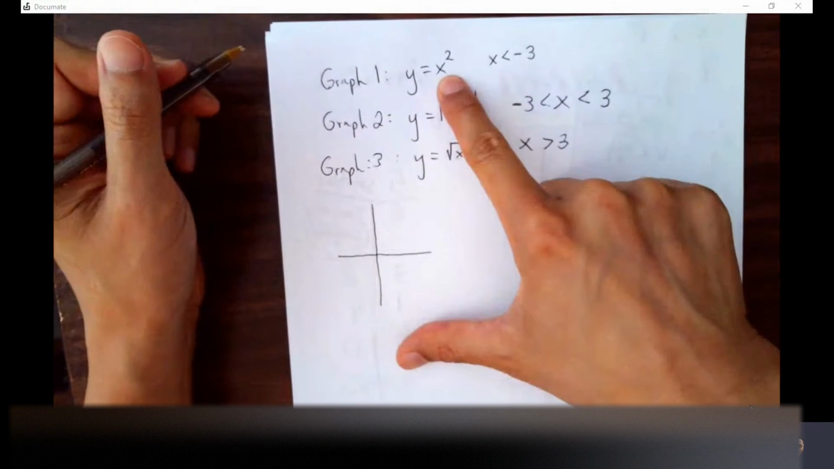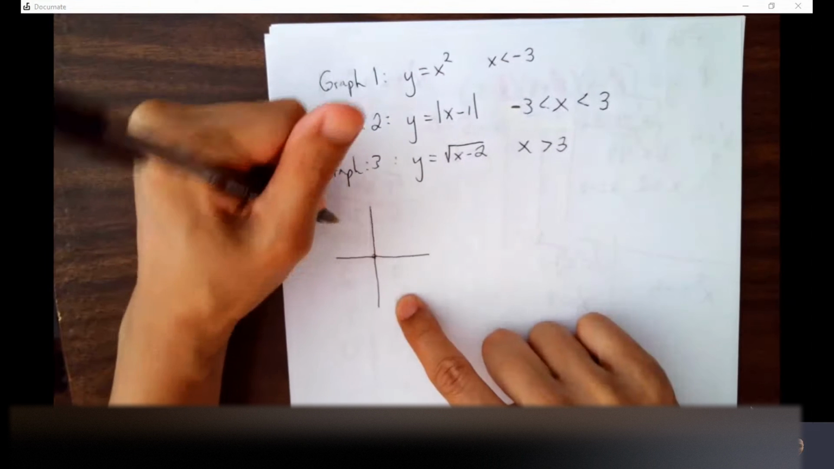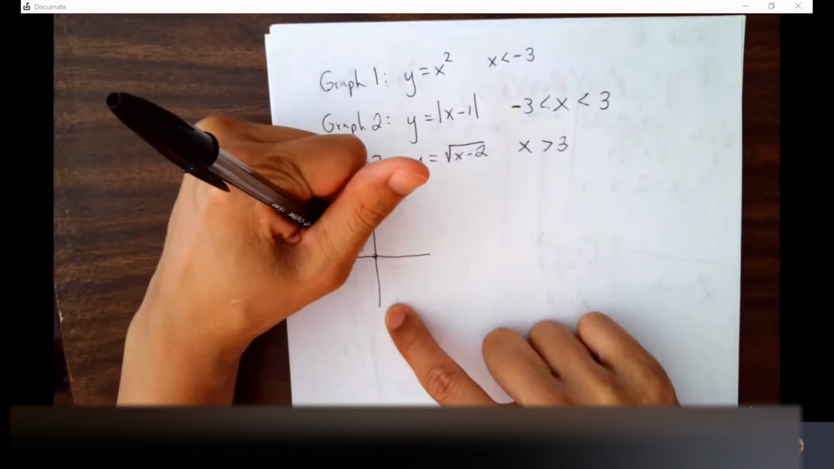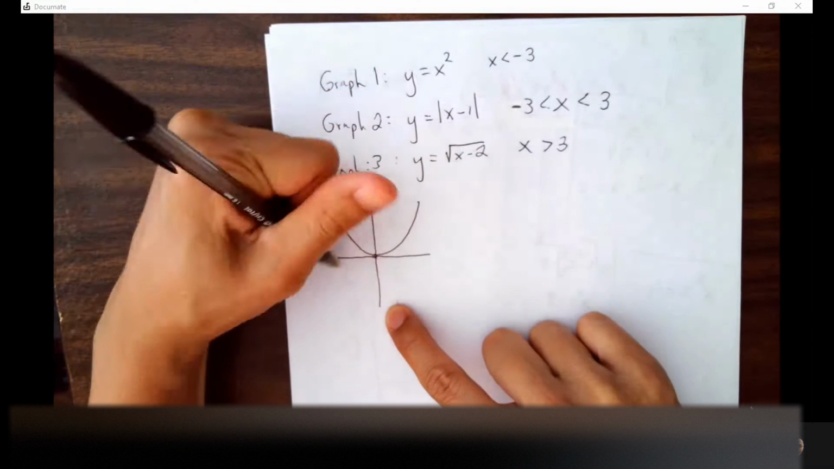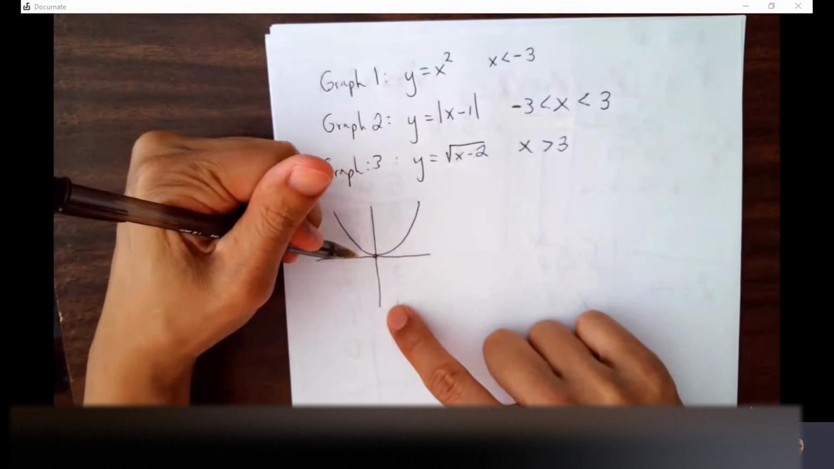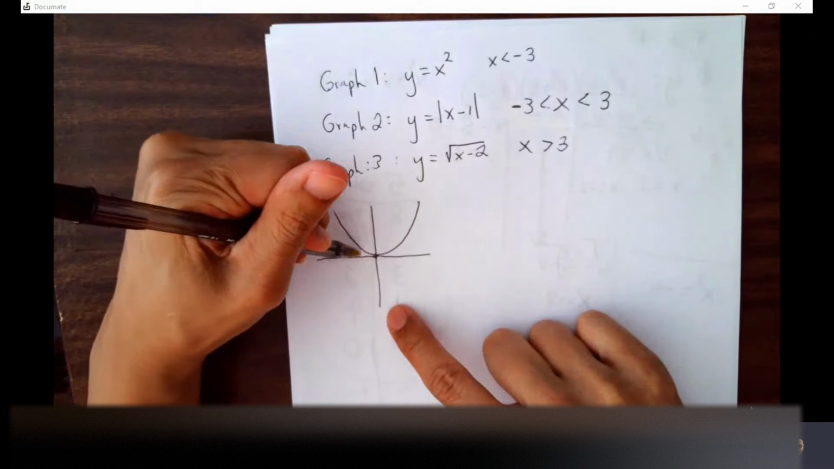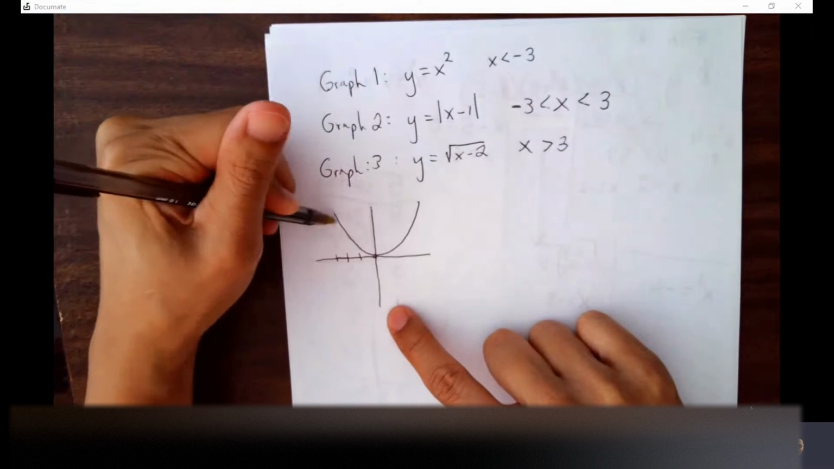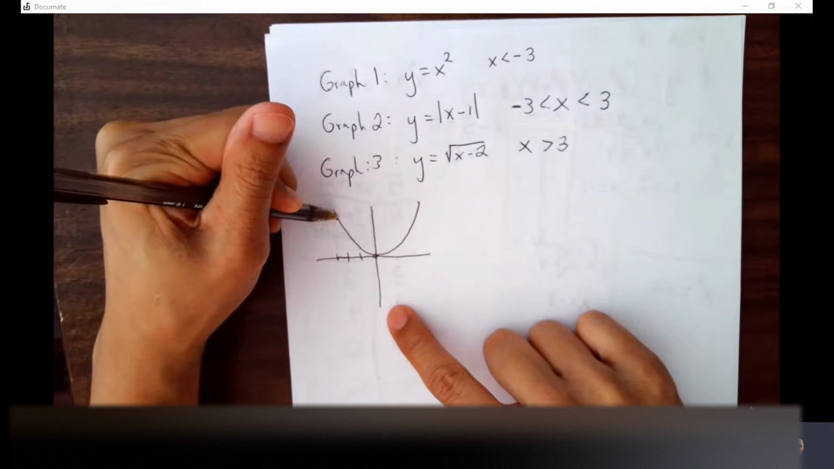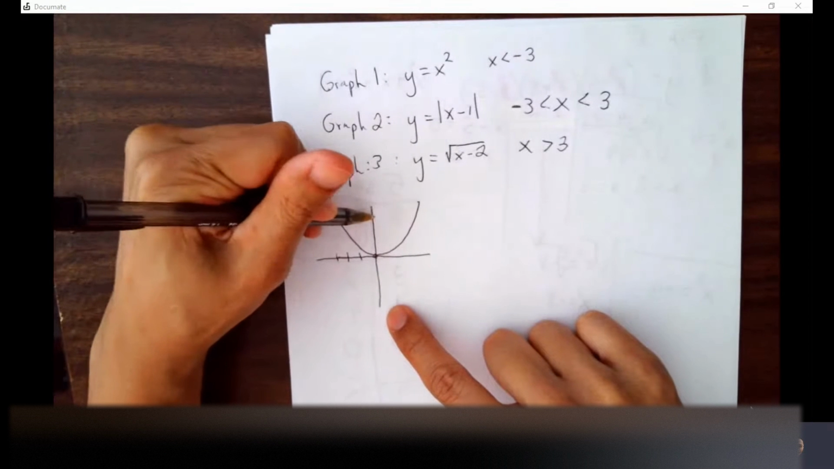So y equals x squared is just a parabola. I'm just going to create a graph here. And if I were to go through ordered pairs, -1, -2, -3. -3 is all the way up at 9.